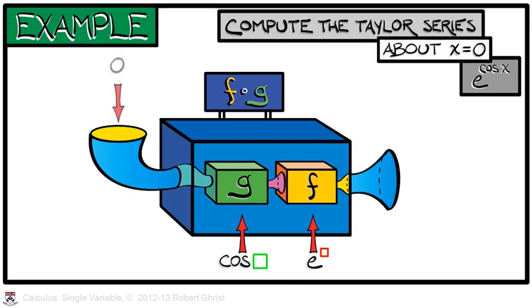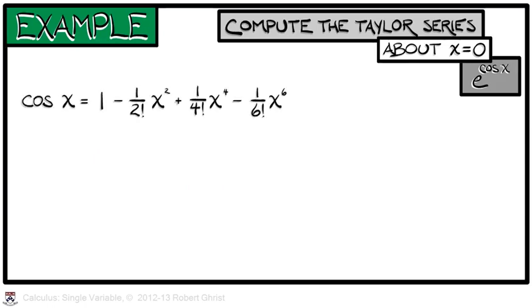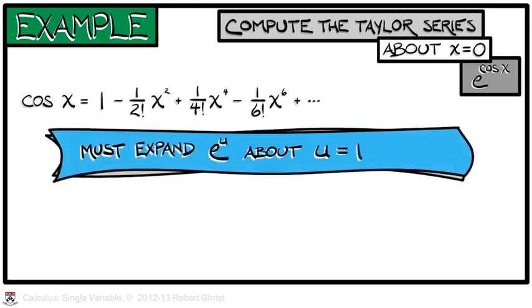If we are to compute the Taylor series about x equals 0, then we must expand cosine about 0, but not e to the x. Cosine of x about 0 is very simple. This one we know. However, for the second term, the exponential, we must expand that about an input of 1, because that is what gets fed into it. Cosine of 0 is 1.